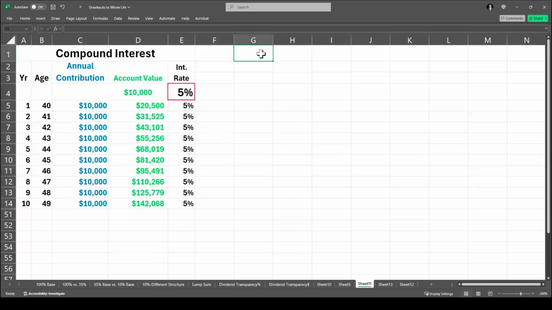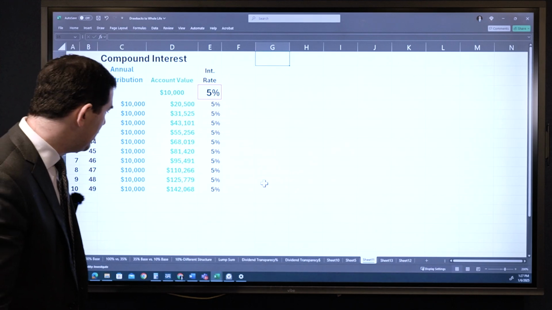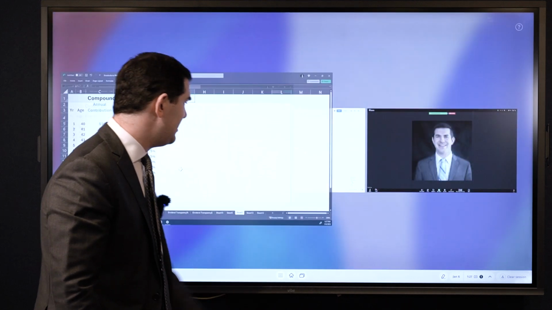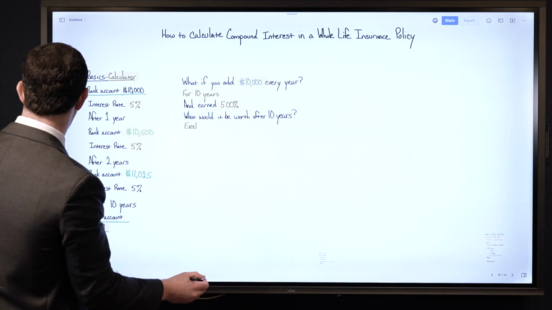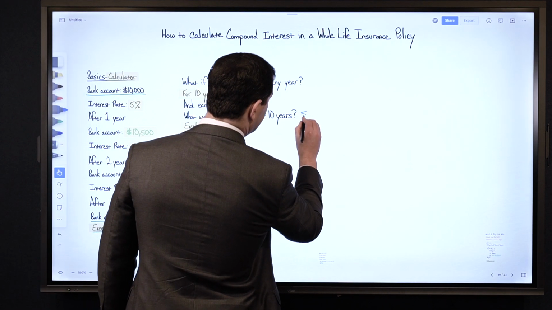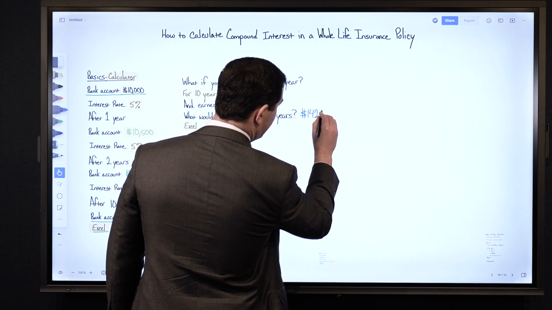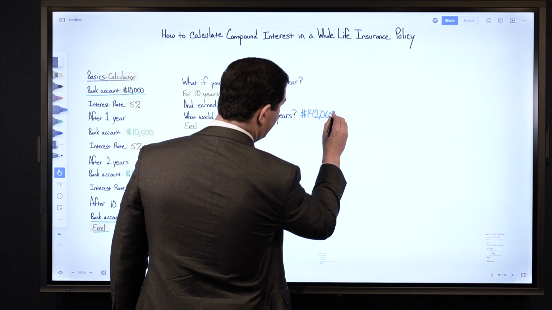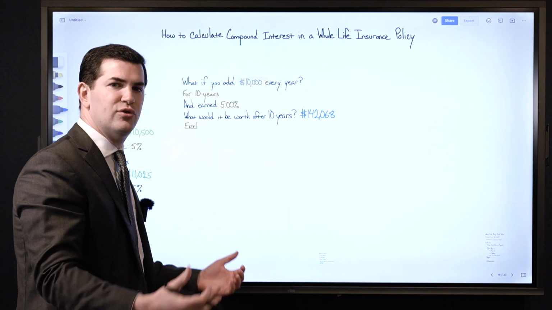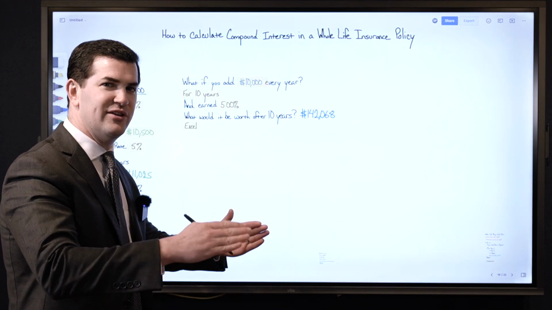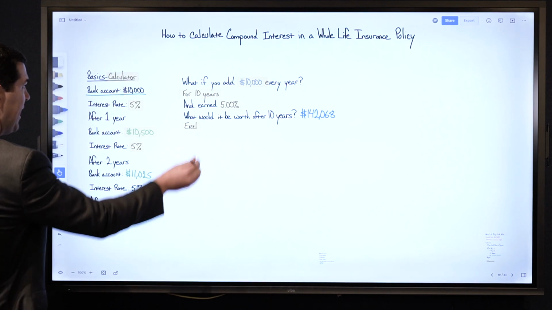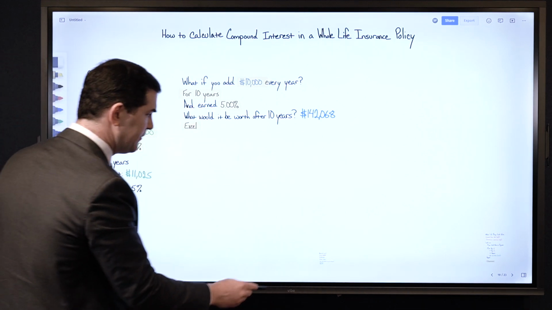And what do you notice? Well, now, with me adding money to this account, I'm at $142,000 and change. So $142,068. Not bad, huh? Just by regularly saving. Why do you think there's so much information out there about just putting money away and letting the interest accumulate? Here's why. It gets bigger and bigger over time. And we're just using a 5% return here.